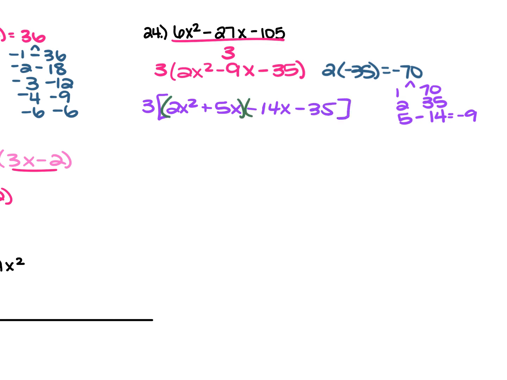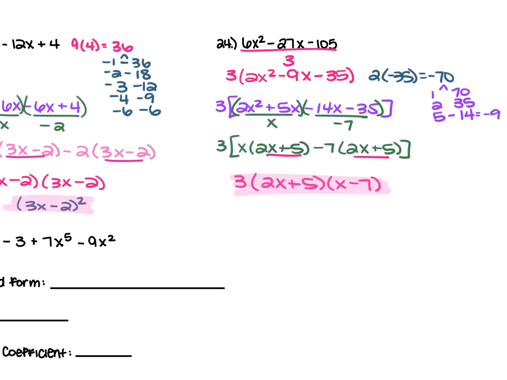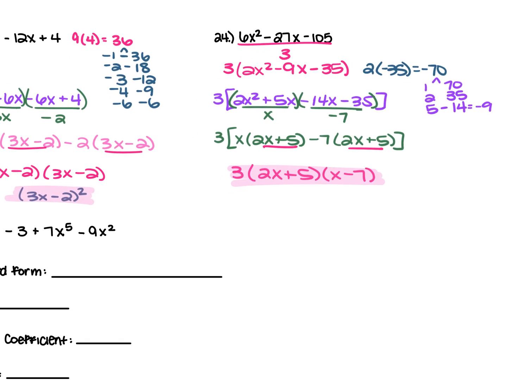Group the first two, group the last two, factor out an x from the first, factor out a negative 7 from the second. That's going to give you 3 times x times 2x plus 5 minus 7 times 2x plus 5. Your two parentheses are identical, so that gives you 3 times 2x plus 5 times x minus 7. You are definitely going to see one like this tomorrow, where you have to factor out the greatest common factor first, and then you have to factor when a is not 1. It's going to be the same exact way as this, just different numbers.